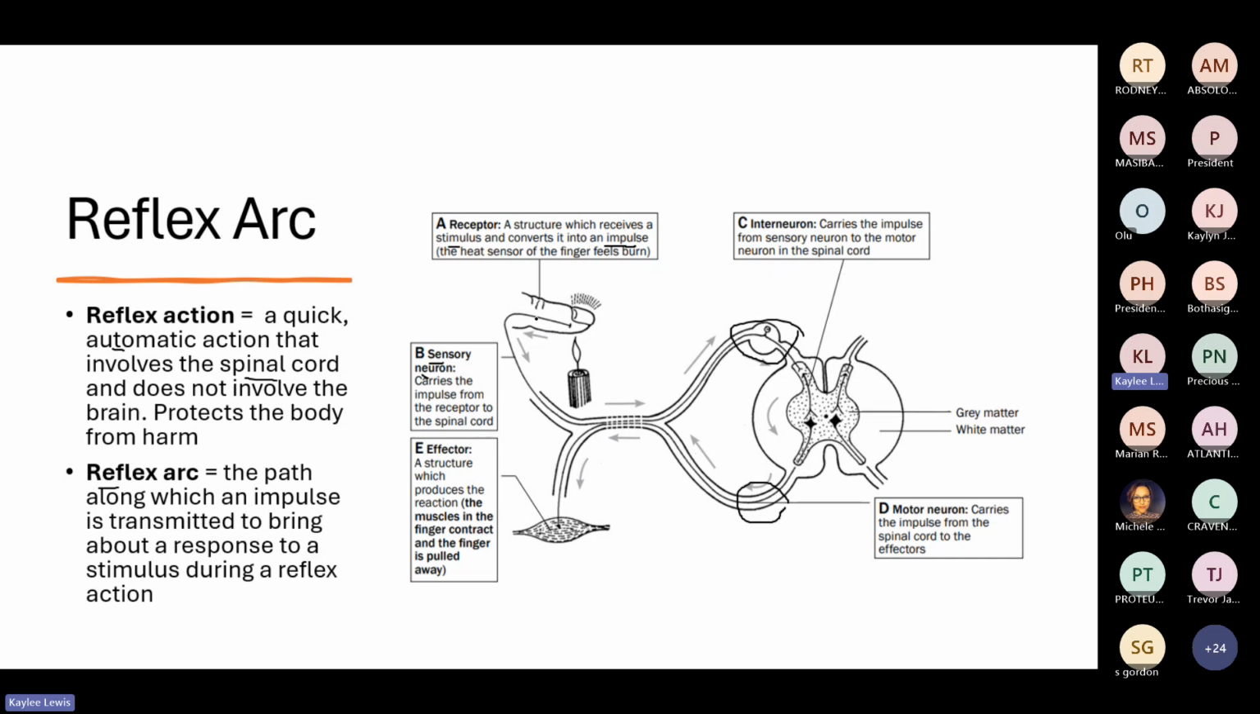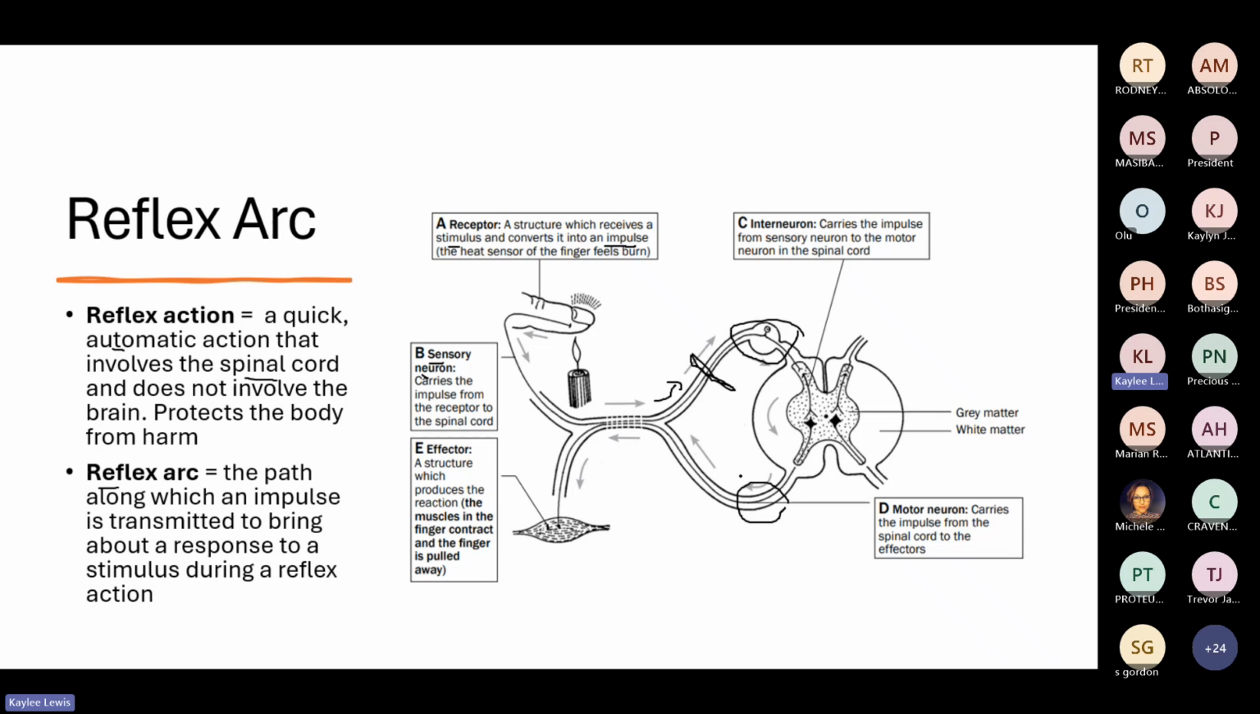Then what they also like to ask is to describe or explain what would happen if this neuron over here is damaged. Well, if this is a sensory neuron, the impulse cannot get past this point. So the person will not be able to feel the heat, won't be able to know what's actually happening because nothing will get past this point. They can still move, but if they don't know it's hot, then it can cause them harm.